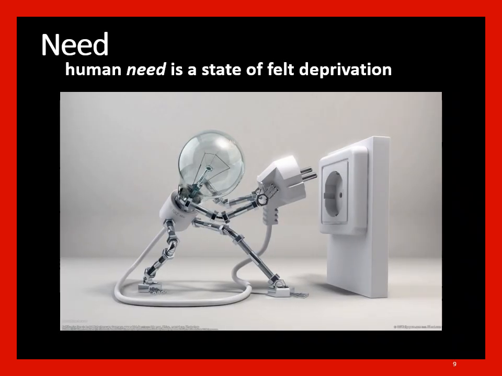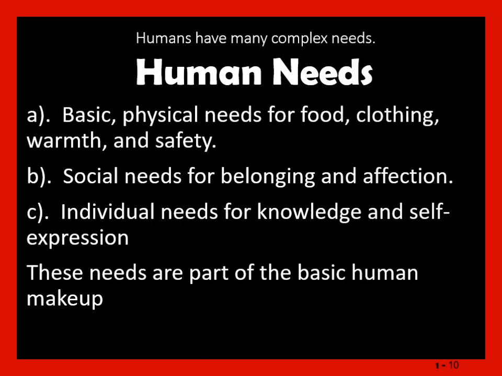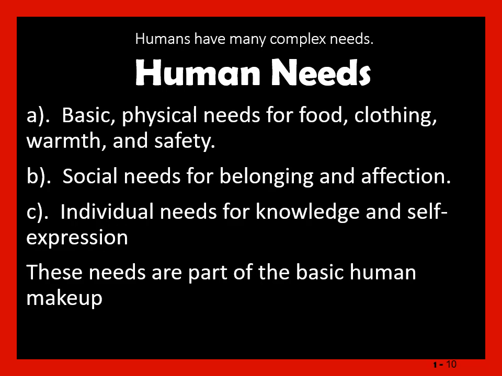As we discussed, human need is a state of felt deprivation. We'll have a discussion on human needs in more detail. Basic physical needs are for food, clothing, warmth and safety. It includes social needs for belongingness and affection, and individual needs for knowledge and self-expression. These needs are part of basic human makeup. So humans have many complex needs.